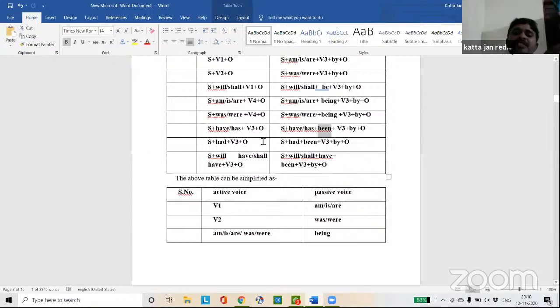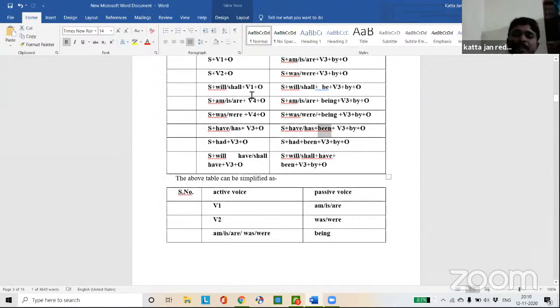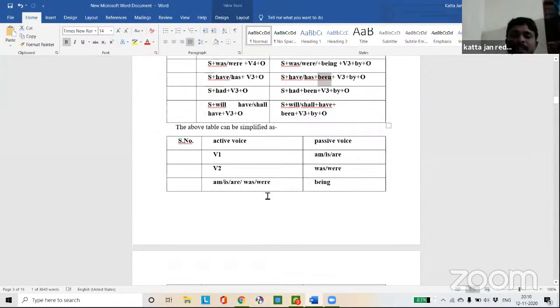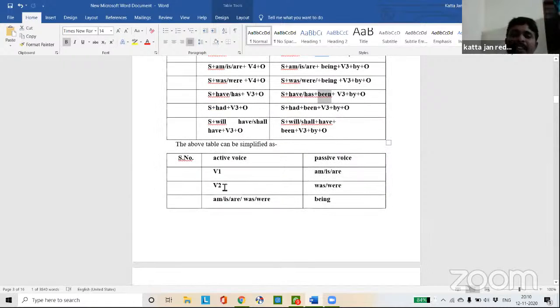The short form of this entire table is given here. See, the short form of this tabular form is this table form. When you identify V1 in active voice, am, is, are are used. It is enough to remember only am, is, are, because subject, V3, by, object are the same for every sentence. So it is enough to remember am, is, are when V1 is given in active voice. When V2 is given, was, were.